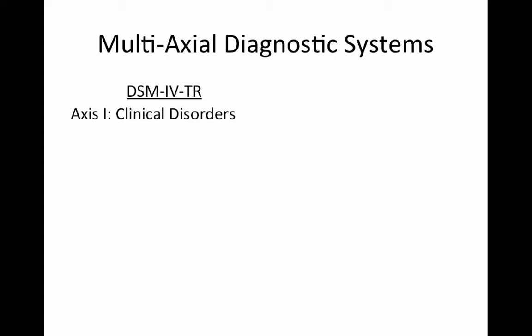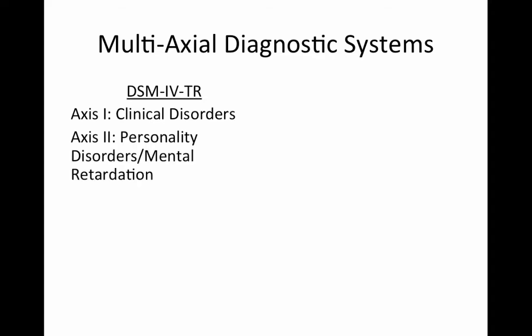If someone does have more than one Axis 1 disorder, the principal diagnosis or presenting problem should be listed first. Axis 2 is for personality disorders and mental retardation. A personality disorder is defined as an enduring pattern of inner experience and behavior that deviates markedly from the expectation of an individual's culture, is pervasive and inflexible, has an onset in adolescence or early adulthood, is stable over time, and leads to distress or impairment.